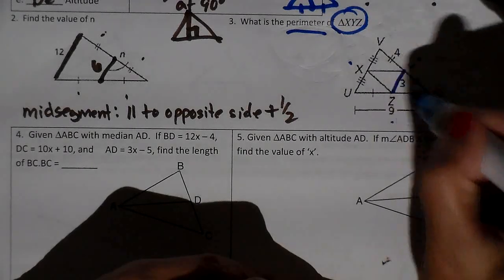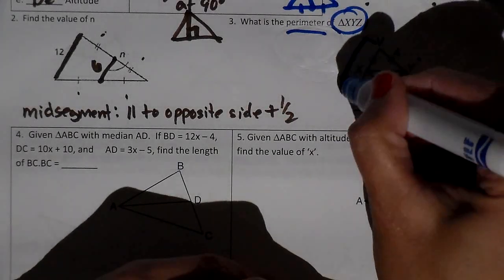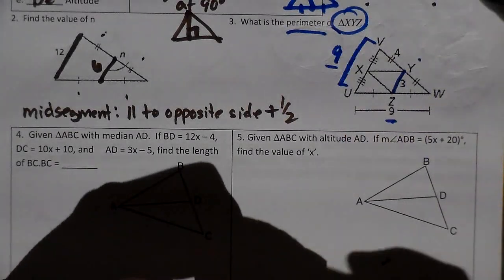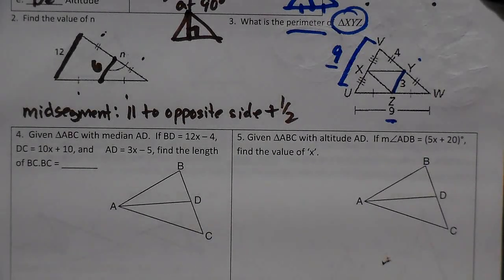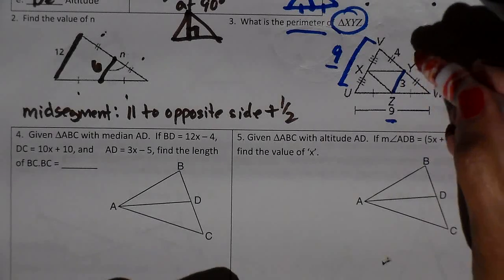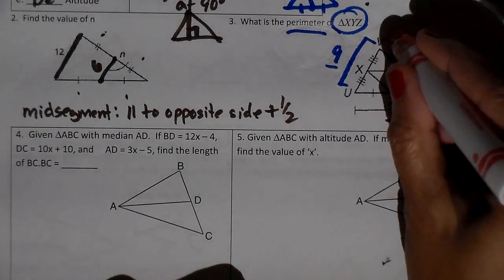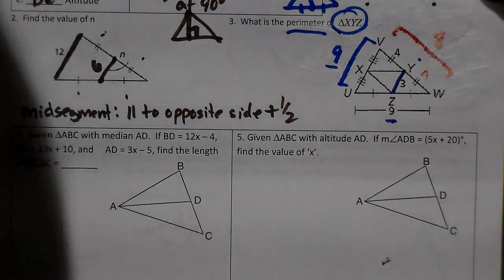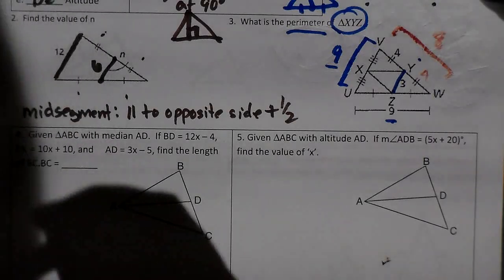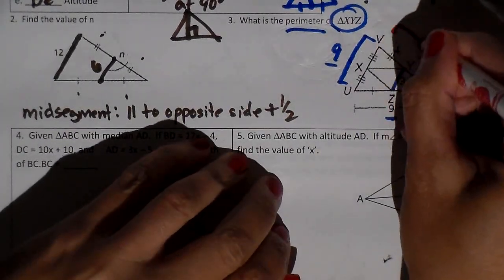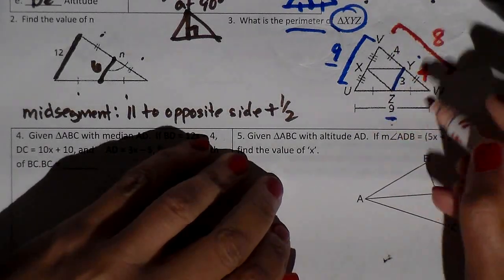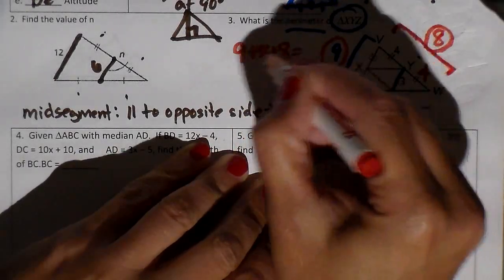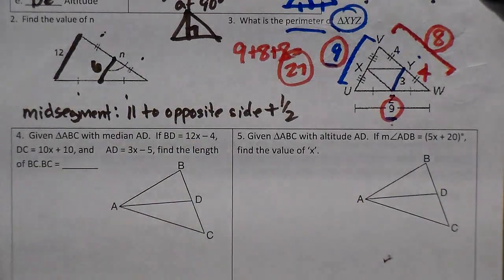Well, if this mid-segment is 3, that means this whole thing is 9, right? We already know that's 9. We know that's 9. The question is, what's the other side? Well, how do we find that side? If that's 4, that's 4. So what's this side? That is 8. So we've got 9, 8, and 8, and it's asking for the perimeter. 9 plus 8 is 16 plus 9, which is 27. Okay, so that's your perimeter.